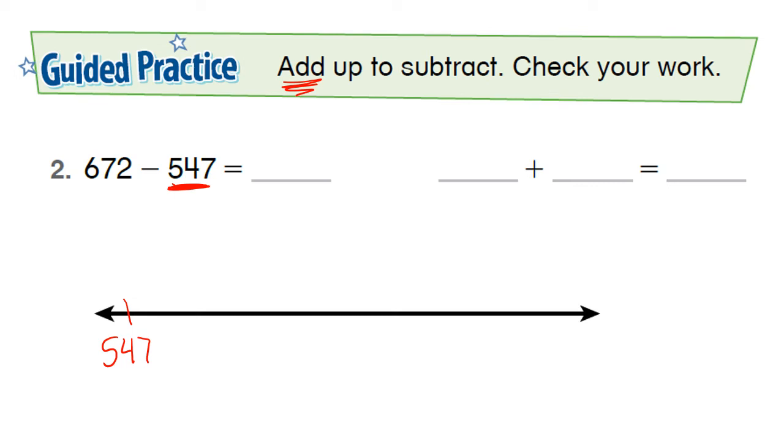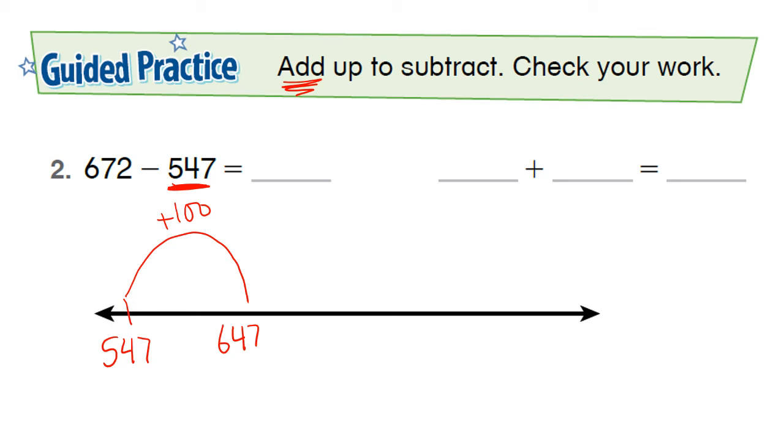So how many hundreds do I have to add to 547 to get close to, without going over, 672? Remember, it's kind of like The Price is Right. So we're going to add 100 to 547 to get to 647. If I was to add one more 100, I would be at 747, which is greater than 672. So I'm going to stop adding hundreds.